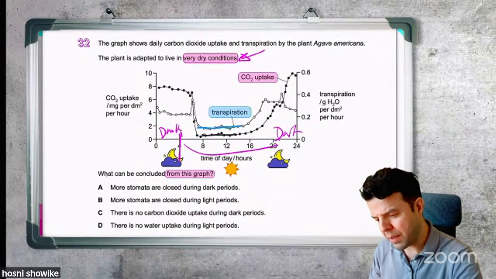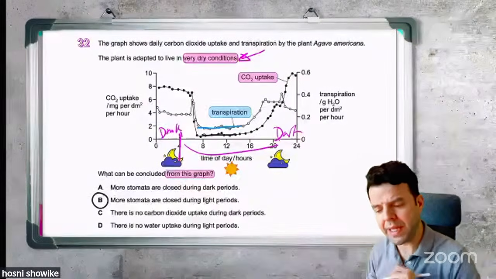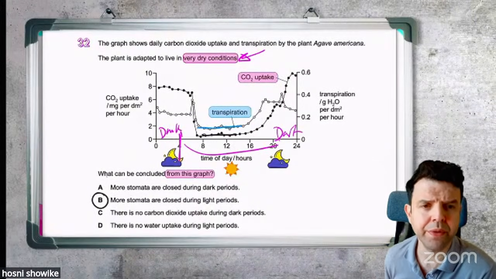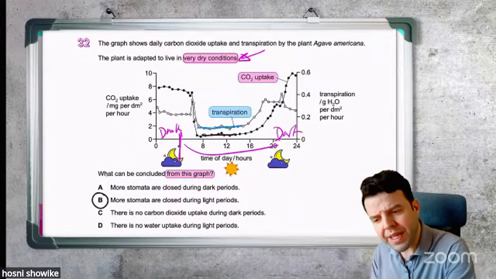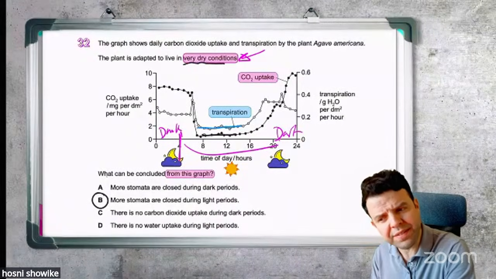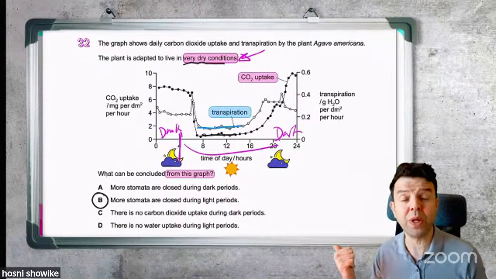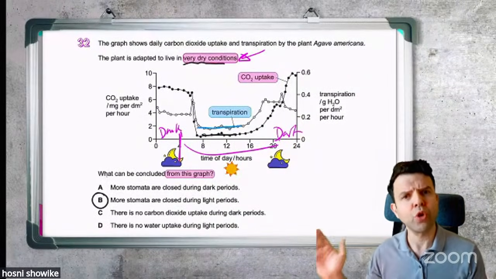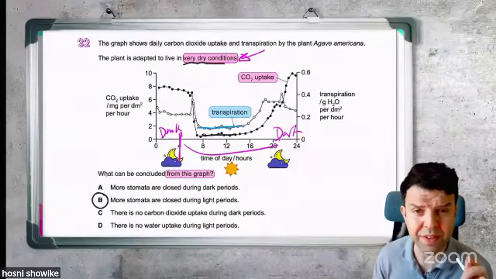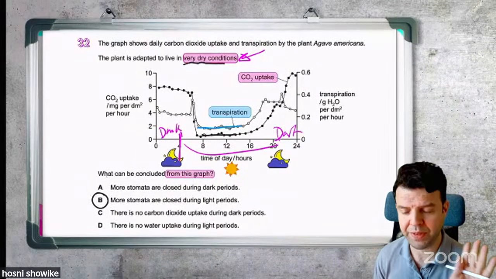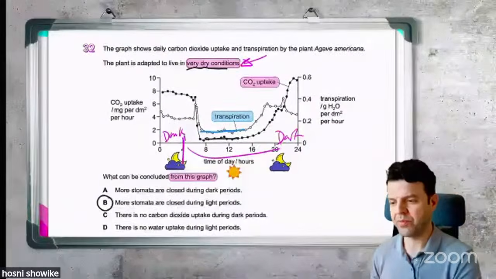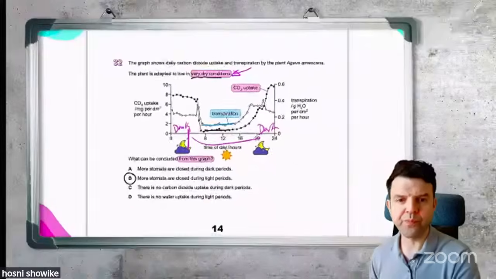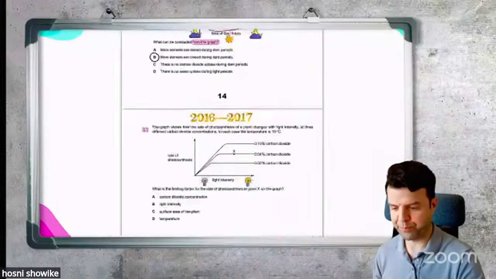For that reason, I'm going to pick B. Most stomata close during light periods. If you don't recognize this, you don't understand how it works. But that's how it is when it gets too hot. Trying to prevent drying out, it closes the stomata. You're not going to do photosynthesis, but still, you're not going to die. The plant won't die. Okay?